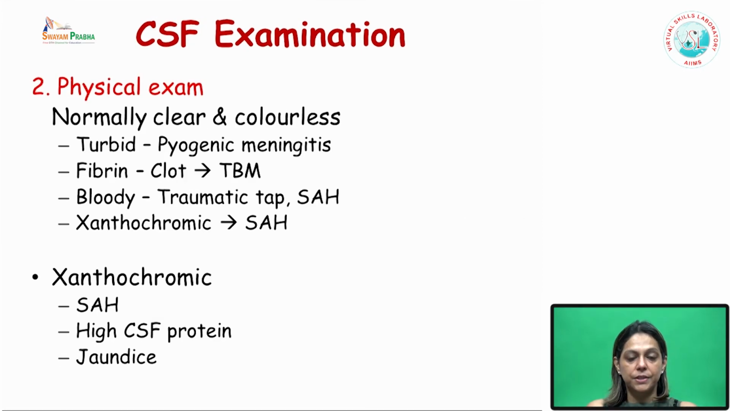On physical examination, CSF is normally clear and colorless. It can be turbid in case of pyogenic meningitis. There can be presence of a fibrin clot in case of tubercular meningitis. A bloody tap can be seen in traumatic injury or subarachnoid hemorrhage.